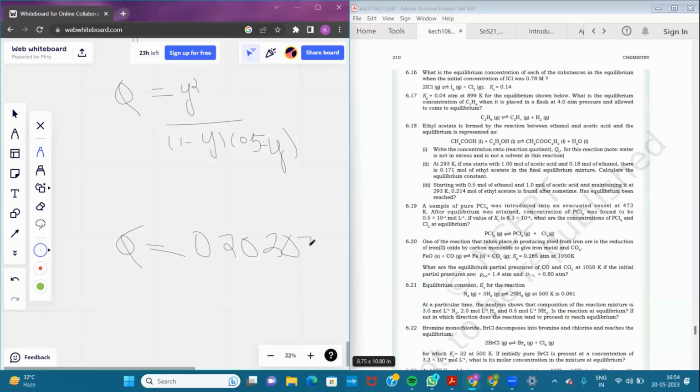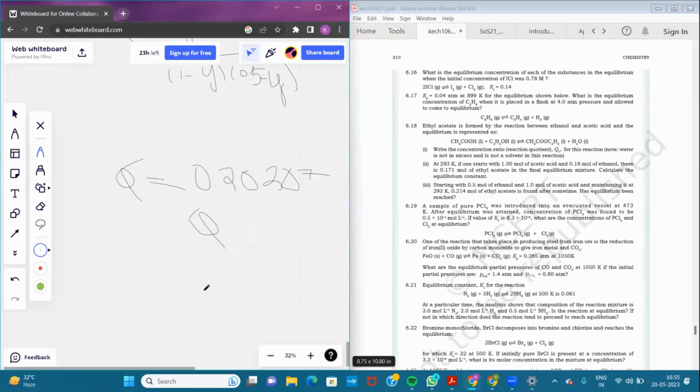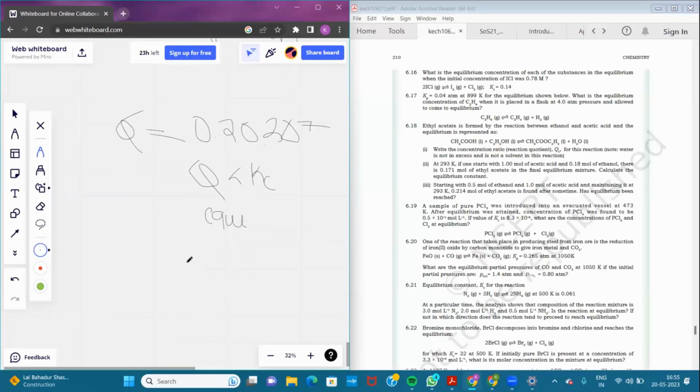This is a much smaller value than the Kc obtained in the second part. Q is less than Kc, so equilibrium is not achieved yet. I am taking the same value as the second part because only temperature affects the value of Kc, not the concentrations of reactants or products. So the same Kc will be there for the third part as well, because the reaction is the same for the second and third parts. So the question was completed.